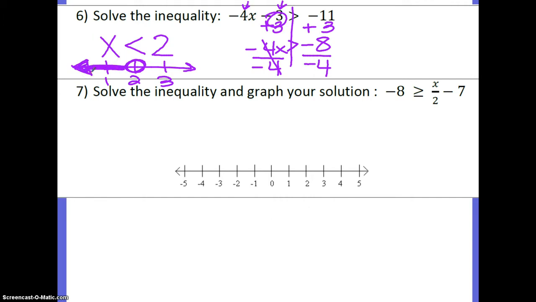Solve the inequality and graph it. x divided by 2 minus 7. So I need to get rid of the divide 2 and the minus 7. First thing to do is get rid of the minus 7. So get my 0, bring down x over 2, bring down my symbol. Negative 8 plus 7 is negative 1. Dividing 2.